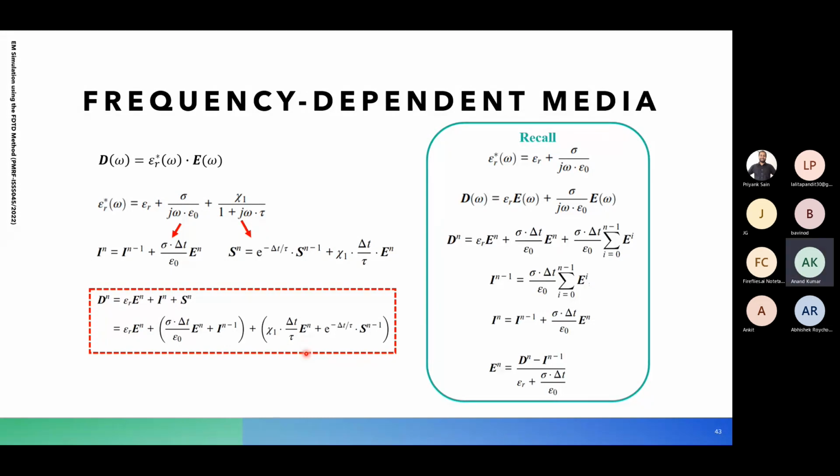So the expressions on the right hand side is what we derived in the previous derivation, where we're focusing on getting the update equations using flux density. And now we are using the same concept of using the flux density to formulate a frequency dependent media, and just that the expression for the permittivity has changed. Now we have an additional term, and we did the calculations again for the third term, which is now being given by Sn.